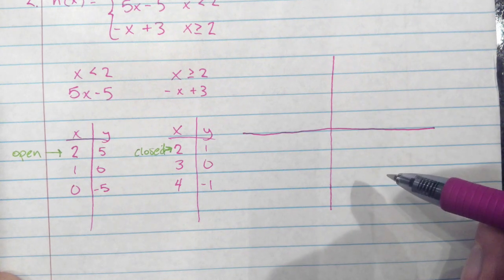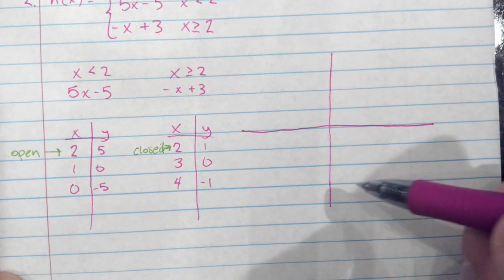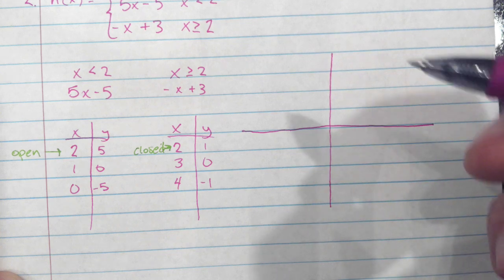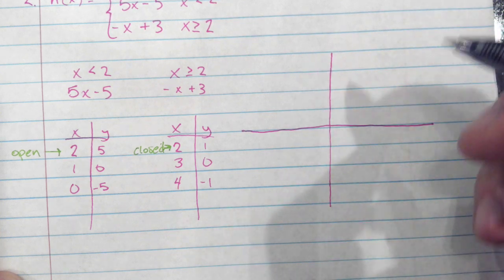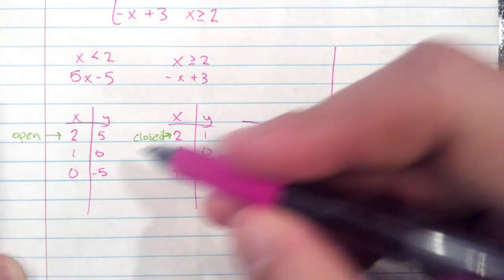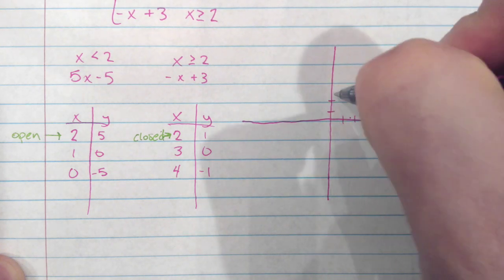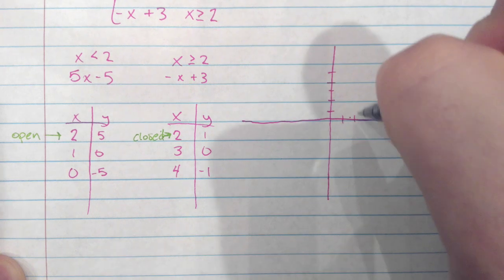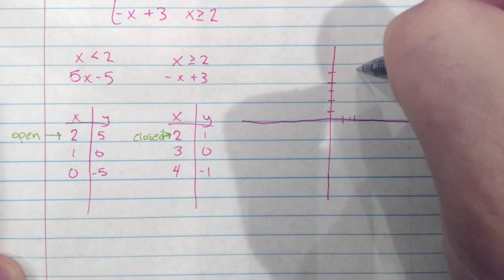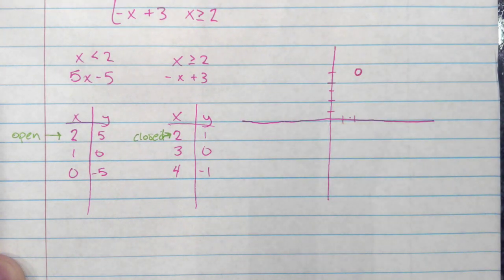Okay, so I've got my axes drawn. You'll notice I'm not using a straight edge today. That's okay as well. It'll be fine. We're at home, right? Okay. First point, 2, 5. Right 2, up 1, 2, 3, 4, 5. And that's a nice, big, open circle.